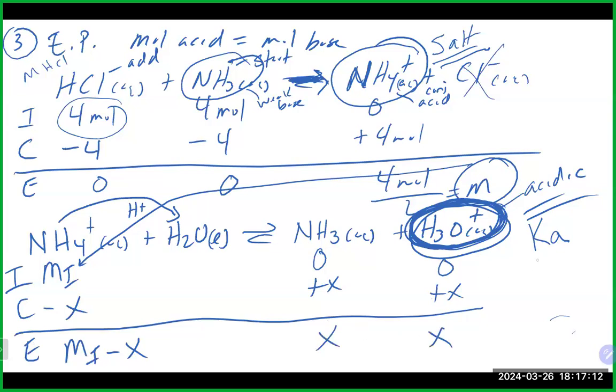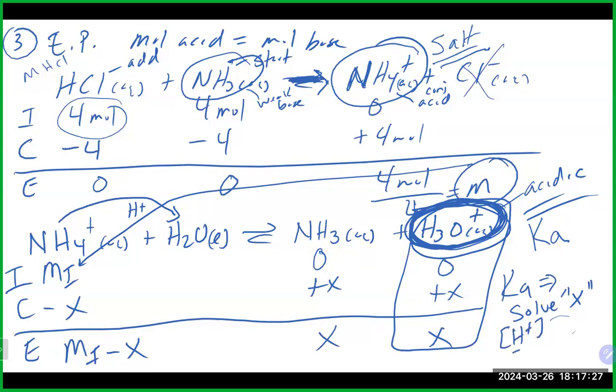This is going to go into our Ka, as we talked about. We will solve for x. In this case, x does equal the H+ concentration, which means we could directly go into our pH formula and calculate the pH. So we would expect the equivalence point in this type of titration to be acidic, as we will always be producing a salt through hydrolysis, and that salt will always be producing H+.